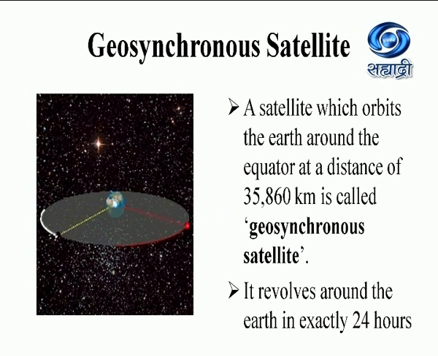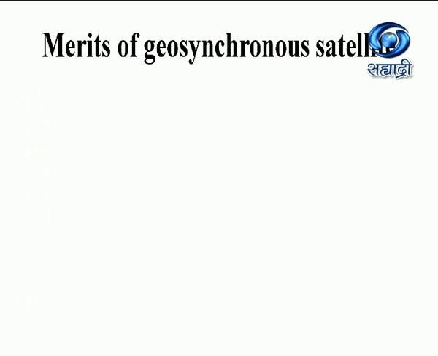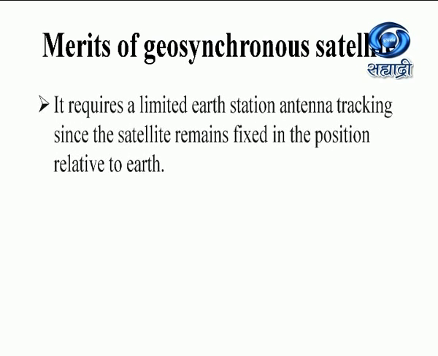Geosynchronous satellite. A satellite which orbits the Earth around the equator at a distance of 35,860 km is called a geosynchronous satellite. This satellite revolves around the Earth in exactly 24 hours. That's why this satellite is called geosynchronous. It's synchronized with the Earth rotation.